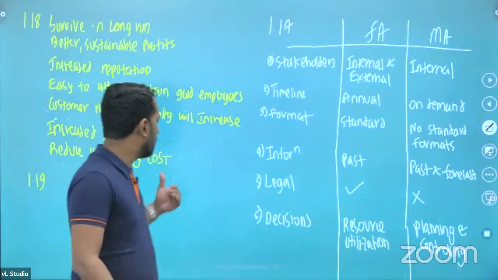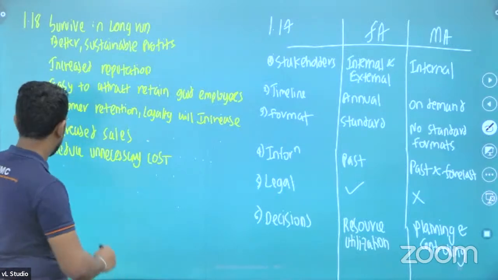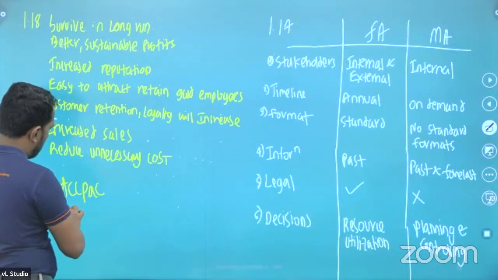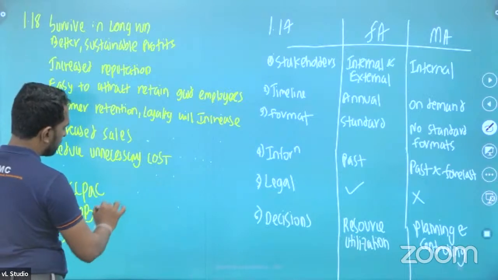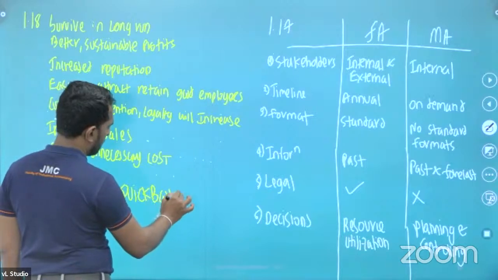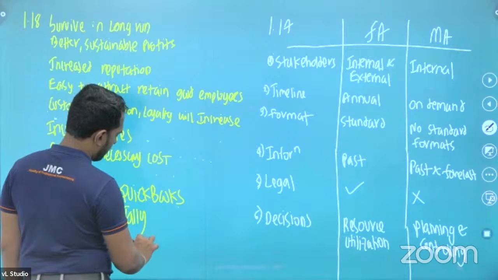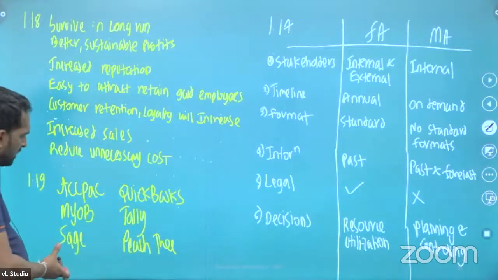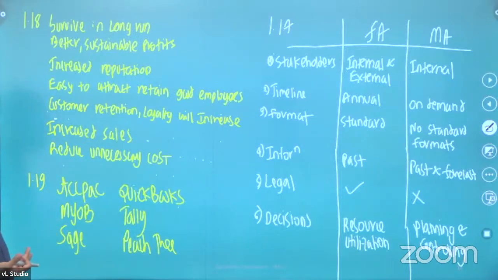Right? So the general software are the ready-made software. The examples are ACPAC, MYOB, Sage, QuickBooks, Tally, Peachtree. So like that, you need to write only two. These are the accounting packages which are available. Okay.